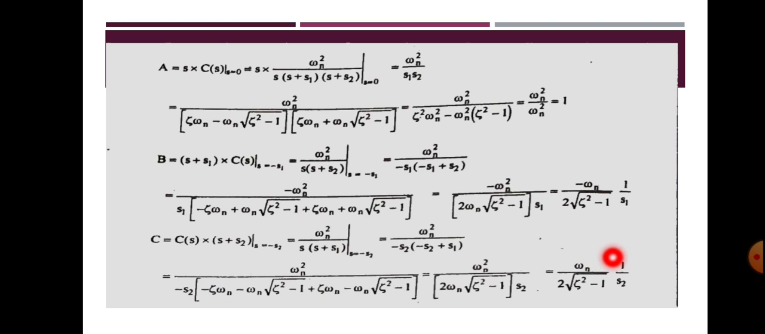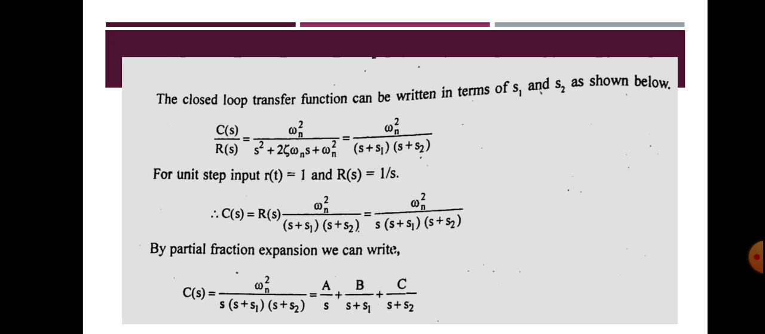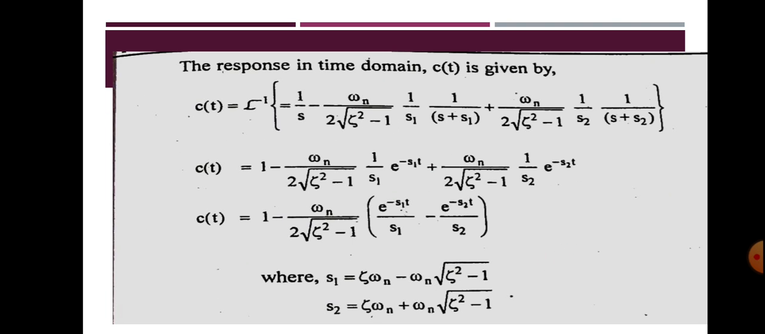So we got the values of A, B and C, and we can substitute in C(s). We have the equation C(s) = A/s + B/(s + s1) + C/(s + s2). We can substitute the values for A, B and C, and we can find C(t) by taking the inverse Laplace transform of C(s). So C(t) will be equal to L inverse of 1/s + 1/s minus ωn divided by 2 into square root of (δ² - 1) into 1/s1 into 1/(s + s1) plus ωn divided by 2 into square root of (δ² - 1) into 1/s2 into 1/(s + s2).